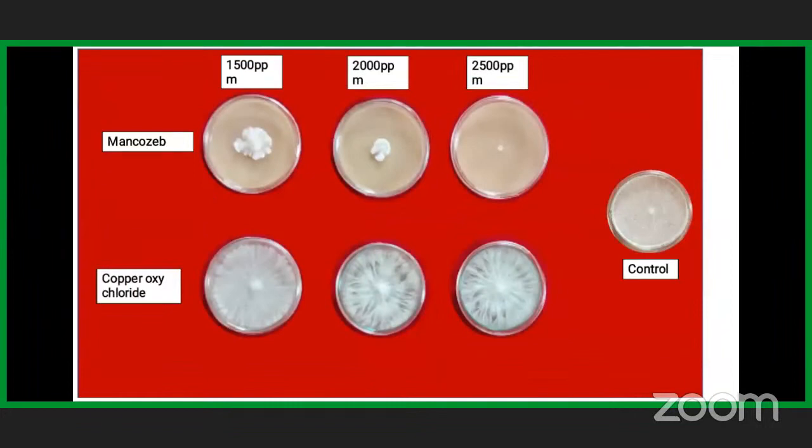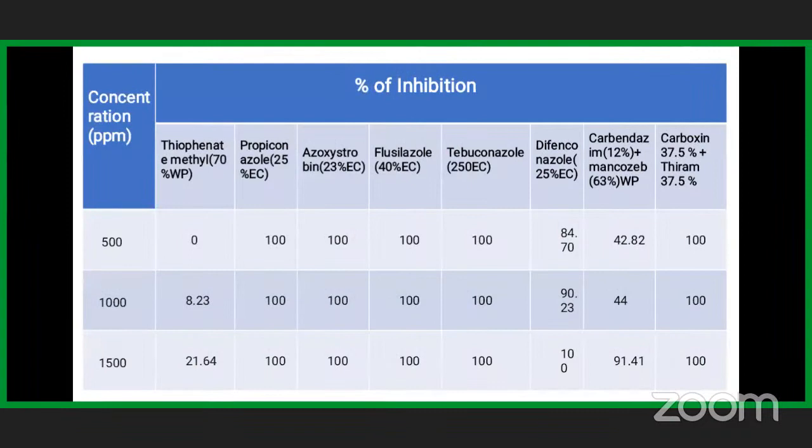Here, among contact fungicides, mancozeb completely inhibits the mycelial growth at 2500 ppm concentration. But copper oxychloride shows no inhibition of the mycelial growth at all 3 concentrations. Coming to the contact systemic fungicides evaluation, we used 3 concentrations, that is 500 ppm, 1000 ppm, and 1500 ppm.